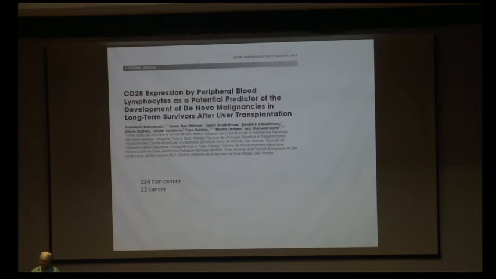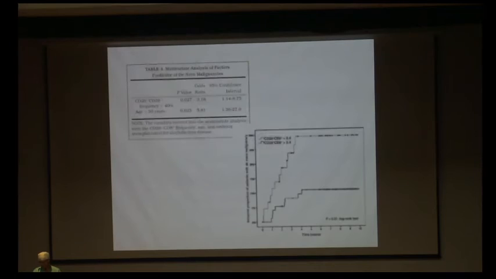Now, this was an interesting paper where peripheral blood lymphocytes were used as a potential predictor of development of de novo malignancy. Malignancy is not only PTLD, but other malignancy is a big problem in long-term follow-up of liver transplant. These patients are on immunosuppression and they are predisposed to multiple types of malignancies. So what they did was they analyzed 134 non-cancer patients and 22 cancer patients who developed cancer after liver transplant. These are all liver transplant patients.